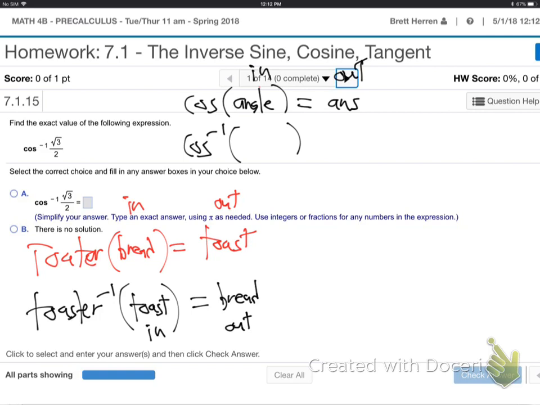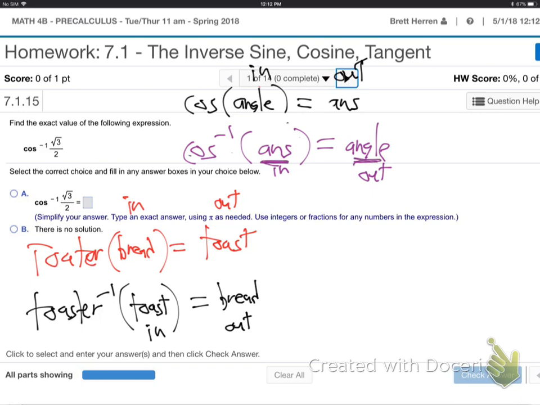So let's think with me logically about this. For an inverse cosine, what are we going to put in? An answer. And what are we going to get out? An angle. You with me? So for inverse trig functions, we're going to put in an answer, get out an angle. We're looking for an angle to come out.